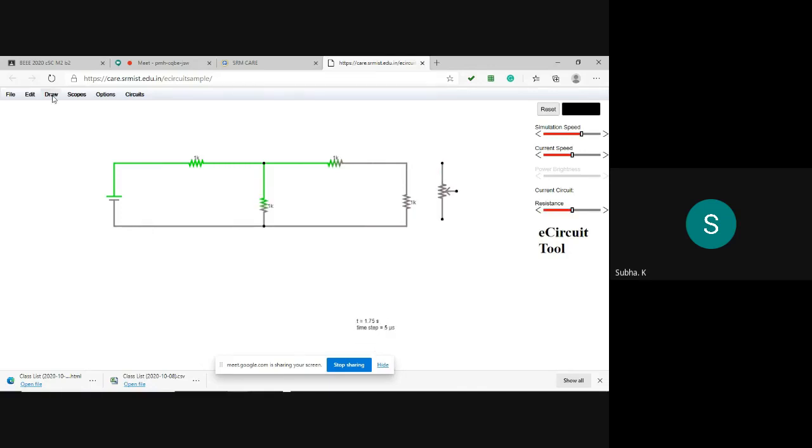Again I'm using wire to connect. But here I have to include one ammeter. Let me do that. It's a potentiometer. I'm including it to introduce variability in resistance. Okay. Now I will add an ammeter.